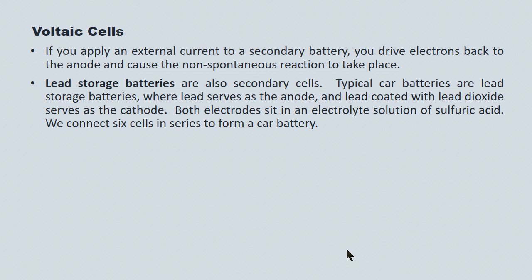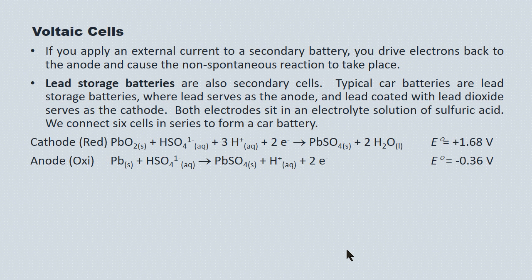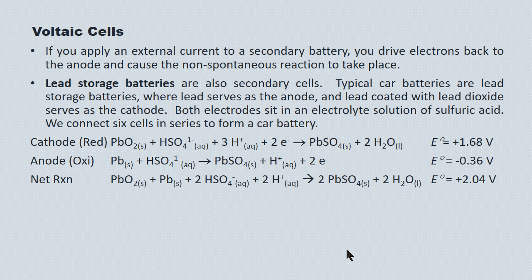Lead storage batteries are also secondary batteries. Typically, car batteries are lead storage batteries. Both electrodes sit in an electrolytic solution with sulfuric acid. Here's the cathodic reaction. Here's the one at the anode. We add them up, and you'll see that each cell generates positive 2.04 volts. Of course, your car battery is 12 volts, so it would have 6 individual cells arranged in series to generate the 12 volt potential difference.